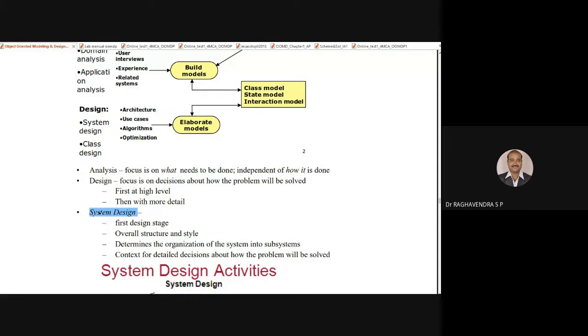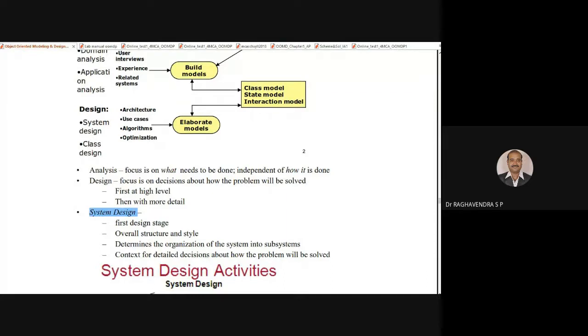So these are the, I will ask a question tomorrow. Can you answer this question? What are the two major phases in design? There are two major phases. First one is system design, and second one is class design. So what is system design and what is class design? That is what we have to discuss.